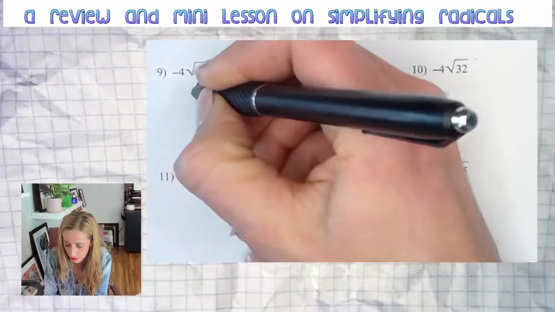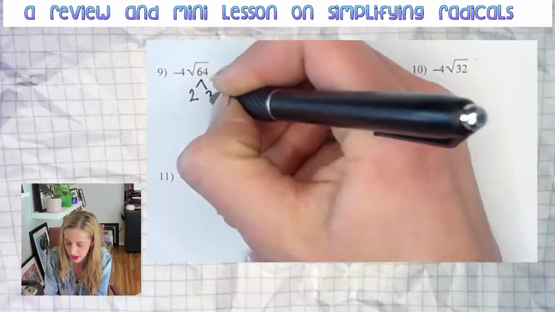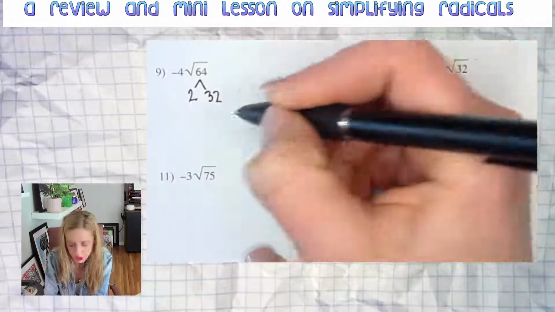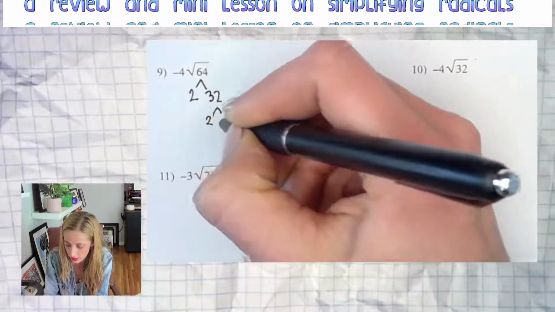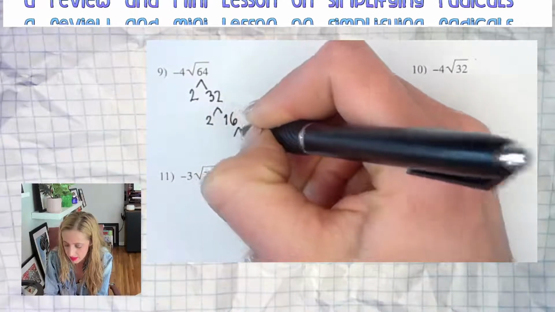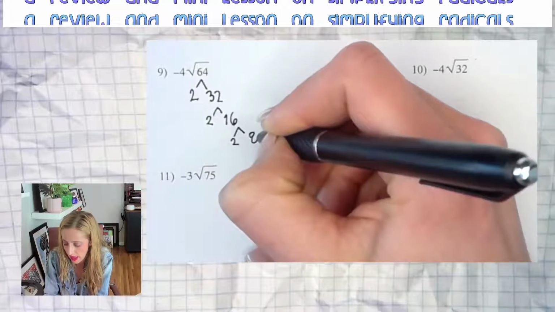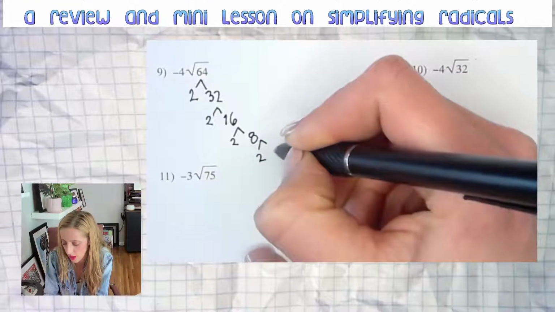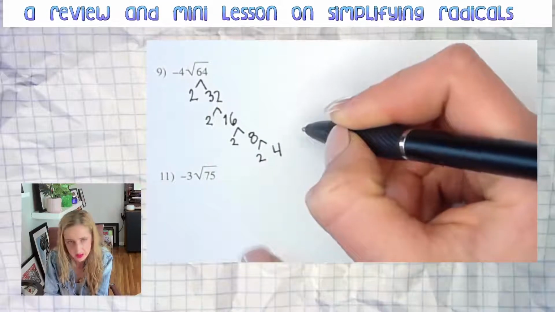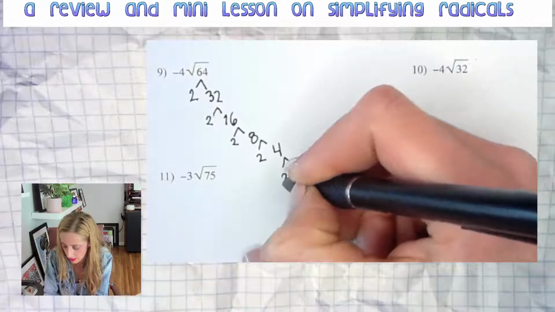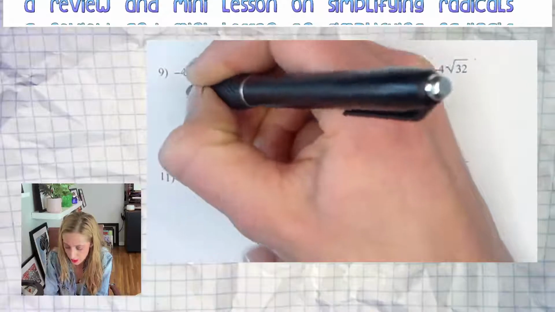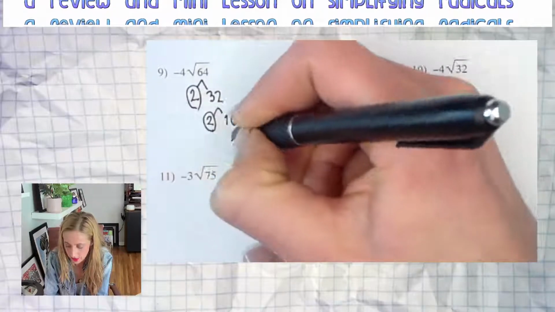So let's say you were on a roll doing the trolls version. 64, well, that's 2 times what? I always start with 2 with evens. 32, that's even again. 2 times what? 16, still even. 2 times what? 8, still even. 2 times what? 4, still even. 2 times what? 2. So what is my prime factorization?